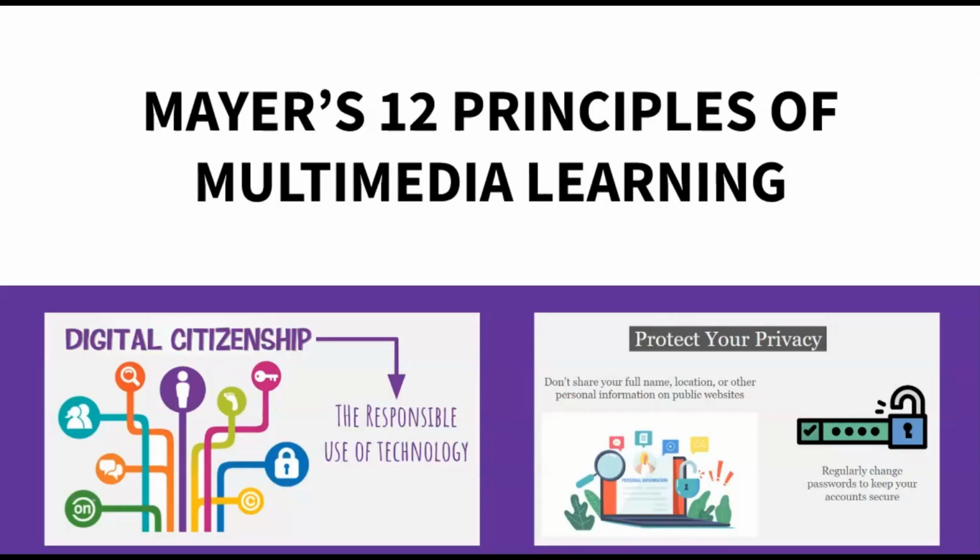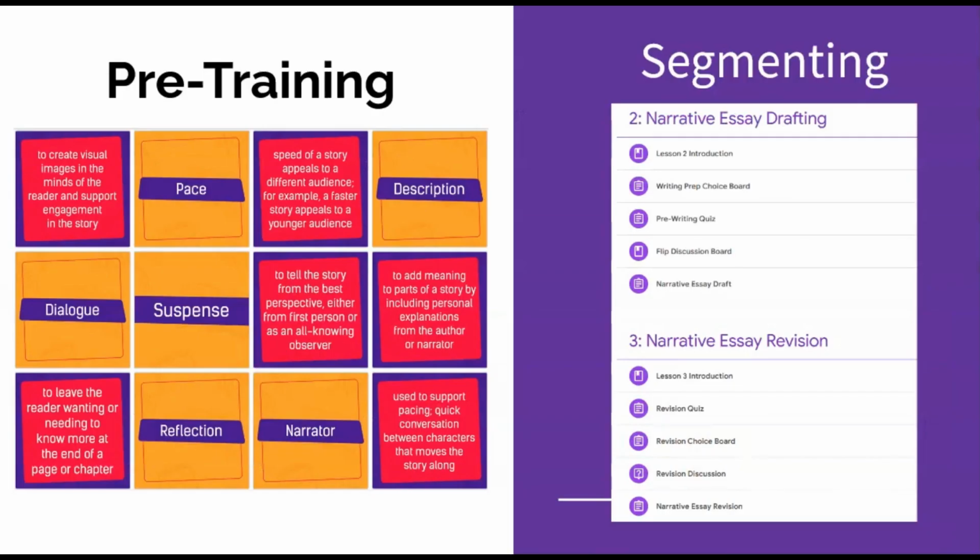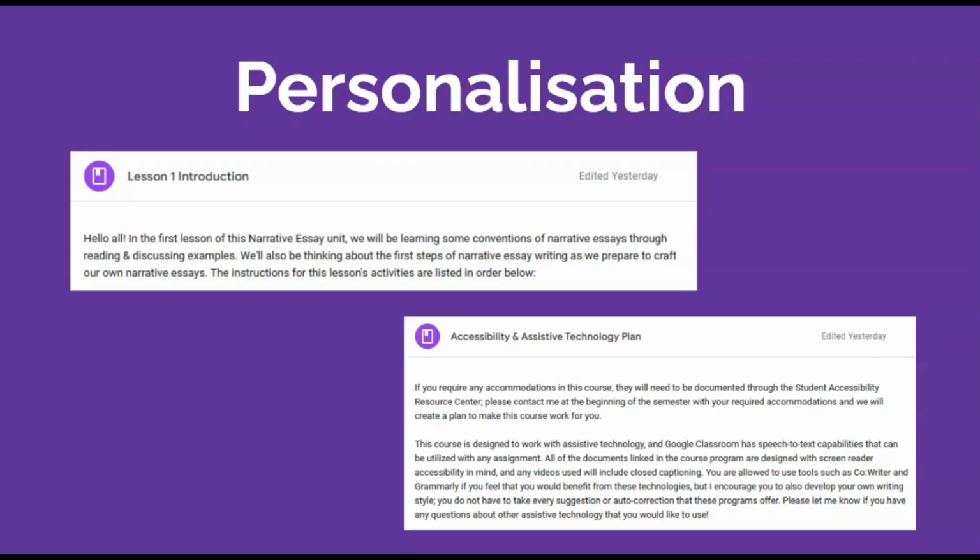Mayer's 12 Principles of Multimedia Learning are mainly present in my Digital Citizenship supplemental material, as this course does not include many multimedia materials, but I have still attempted to incorporate several points of it throughout. For example, I've used the pre-training principle to introduce ideas and vocabulary before I ask students to apply them to their own writing. I've also used the segmenting principle to break content down into multiple smaller chunks, including the assignments that contribute to the drafting and revising stages of writing. Lastly, I've applied the personalization principle by using everyday language in my content. I don't want to make the writing too formal and alienate my students in the process.